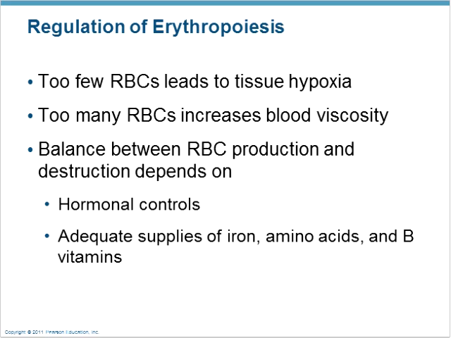Regulation of erythropoiesis: too many red blood cells can lead to tissue hypoxia because it kind of causes sludge in the circulatory system, so they can't move the red blood cells, and so oxygen can't get delivered.